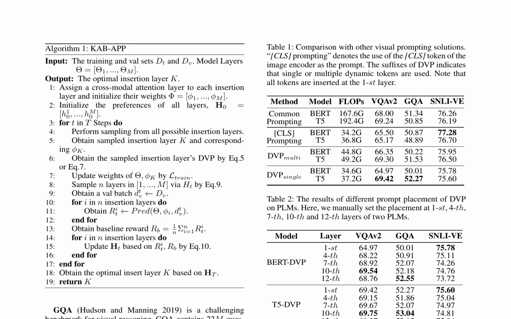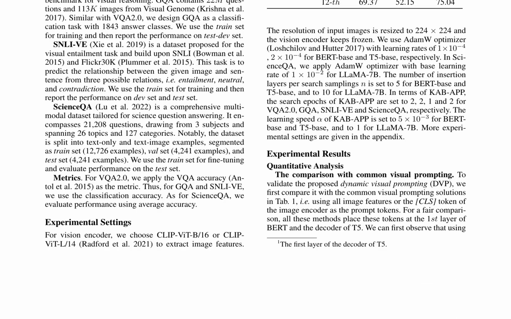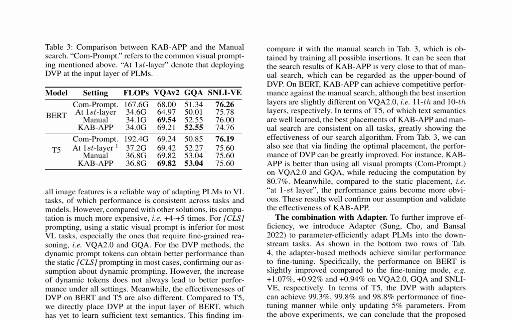The research paper discusses the dynamic visual prompting, DVP, method for adapting pre-trained language models, PLMs, to visual-language, VL, tasks. It proposes a novel algorithm, KABAPP, for automatically finding the optimal insertion layer for DVP. The paper presents extensive experimental results on various benchmarks, including VQA 2.0, GQA, SNLI-VE, and ScienceQA, comparing DVP with common visual prompting solutions, manual search, and other VL pre-trained models.